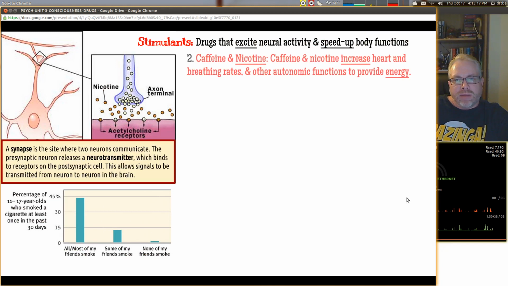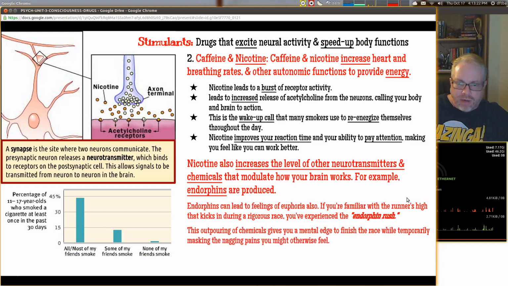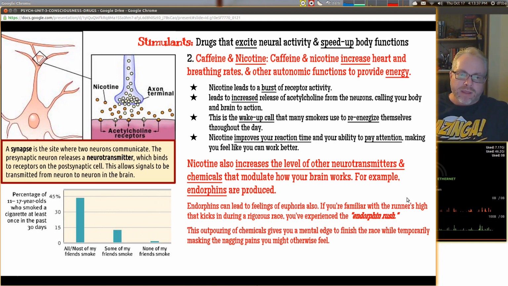Let's look at some more stimulants and what they do. Caffeine and nicotine are going to increase the heart rate and breathing rate of a person. And how does this happen? Well, we've got the synapse there. We looked at this in Unit 2, where two neurons are communicating. The presynaptic neuron releases a neurotransmitter that binds to receptors on the postsynaptic cell. This allows signals to be transmitted from neuron to neuron in the brain, and drugs come into play when they either stop and inhibit that process or activate it and get that process to increase.